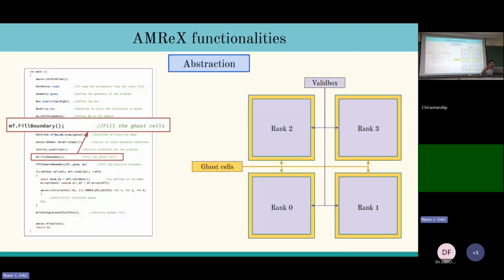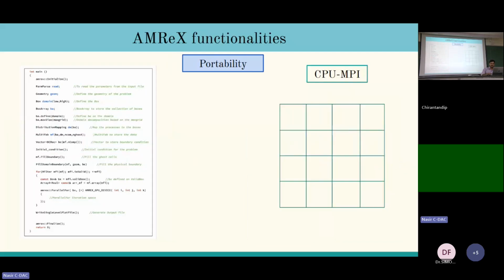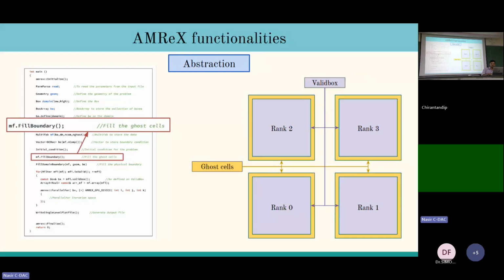It is done on GPU. Kernels are launched if you're using GPU, so it makes it even faster. So you don't have to worry about anything. You just have to write mf.fill boundary, and all the ghost cells are filled. In fact, it takes care of the physical boundary also.